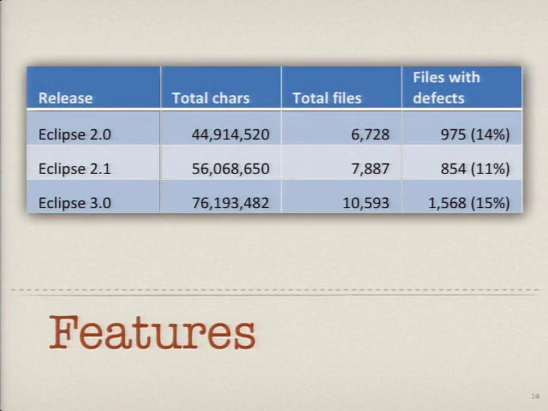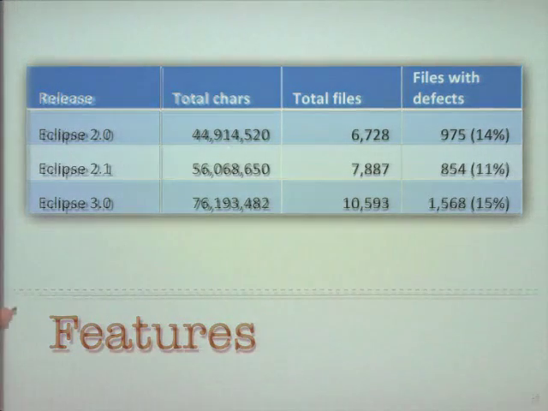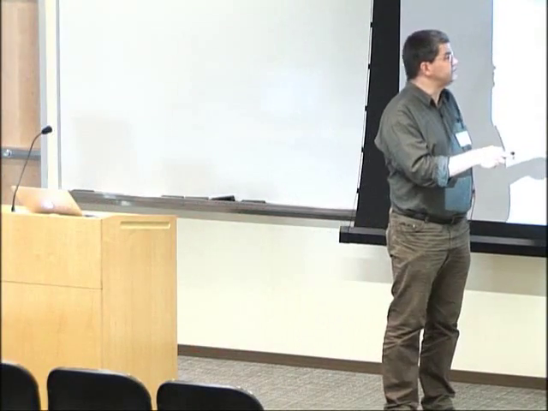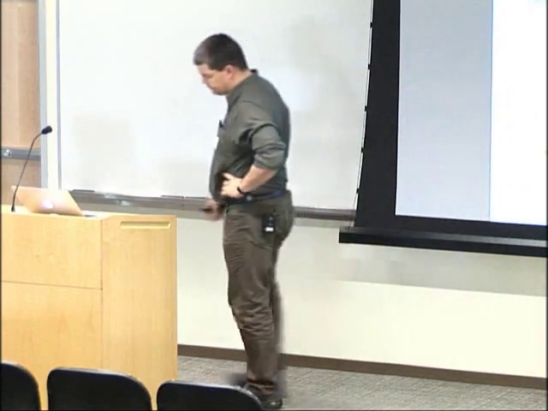Here are a few more features. This is the number of characters that you find. We have 45 million characters in Eclipse 2.0 and 76 million characters in Eclipse 3.0. This is something we look at. And this is the number of files that actually have defects. About 1/6 of all files in these settings have had defects fixed in the past.